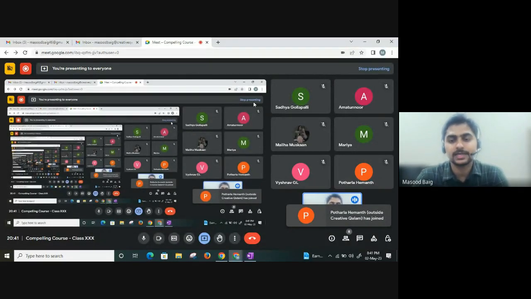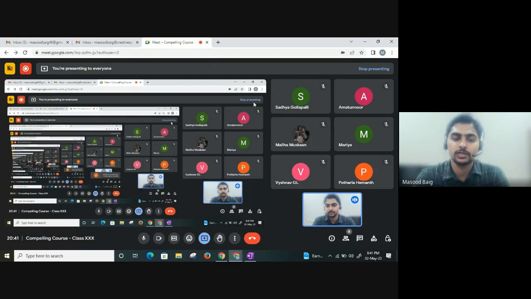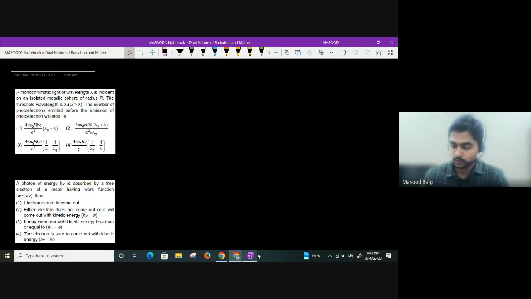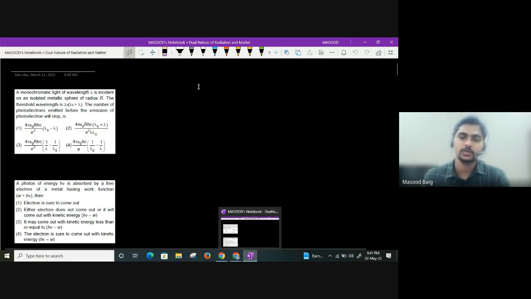In the same manner, a question can come from de Broglie wavelength, where lambda is given as h by mv or h by p. These are the only two areas where questions can be asked from this chapter. So without further delay, we will quickly see these questions again.